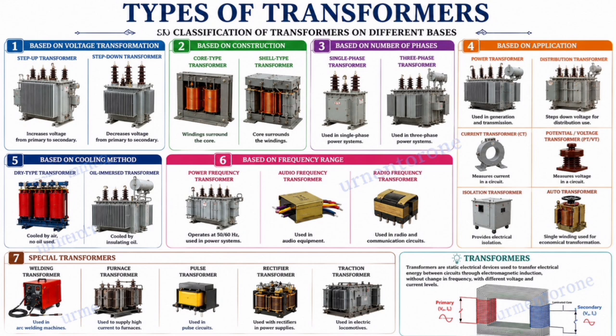They consist of a magnetic iron core wrapped with two sets of coils, which are the primary winding and the secondary winding. In the primary winding, the coil is connected to the input power source, and in the secondary winding, the coil is connected to the output load. The change in voltage depends entirely on the ratio of the number of turns in the primary coil to the number of turns in the secondary coil.